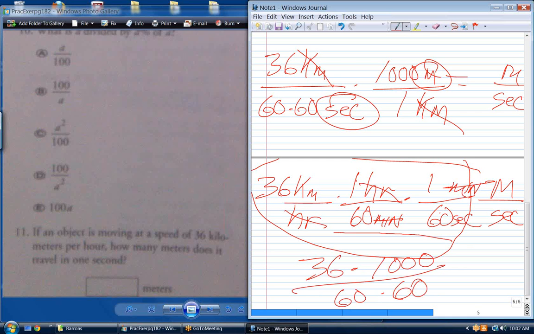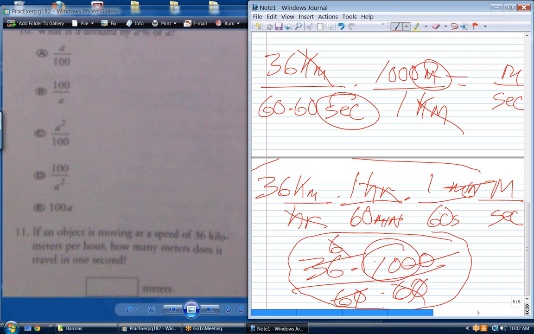Now, you might think the easiest way to do that would be a calculator, but I don't personally think so. I would cross off those zeros with those 2 zeros, and then I would have 36 divided by 6 is 6. That 6 gets divided by that 6, and I've got 10 left. Oh, okay. And 10 meters is the answer. Per second. Okay. Yes.